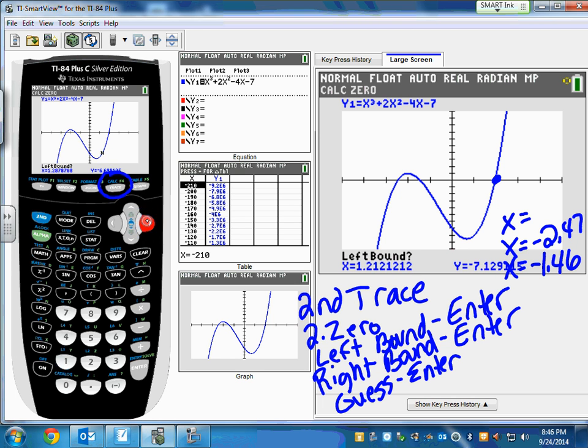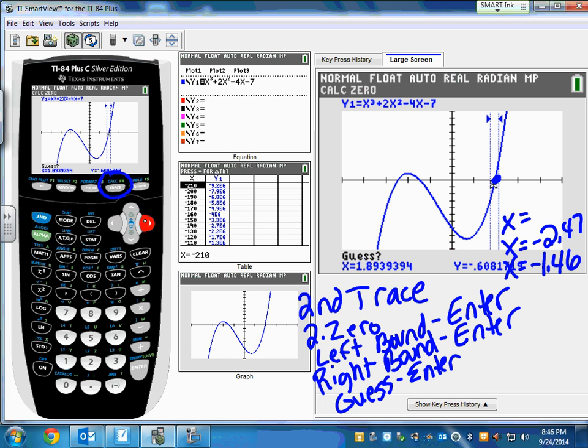Okay, so I hit second trace already again. I hit number 2, and I kind of used my cursor already to get pretty close to it. But again, to the left of it, look at where your 0 is and go to the left on the x-axis, which in this case would be below it on this one. And then to the right of it means to go past it. And then I'm going to come back and I'm going to guess.